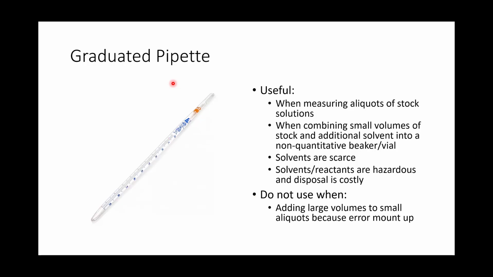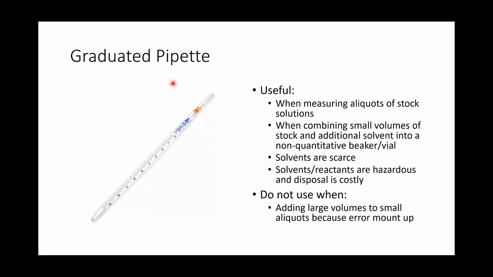So these are useful when we're measuring aliquots of stock solutions. Often we take stock solutions in small volumes and we add them to large volumes of solvent to reduce the concentration and make our solutions more dilute. That will certainly be necessary in this experiment. Graduated pipettes can also be useful when we're taking small volumes of a stock and adding them to small volumes of a solvent. You can use successive aliquots, one of the solvent, one of the stock solution, if you're just trying to tweak the concentration of your solution.